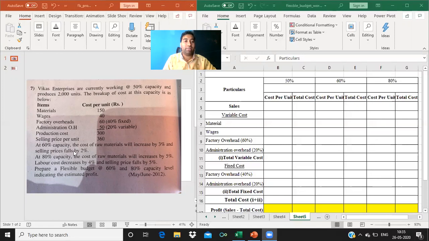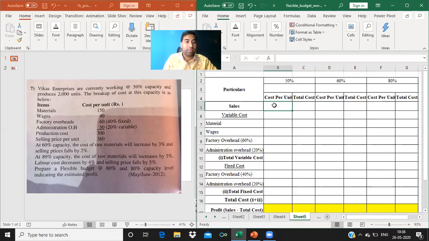At 60% capacity, the cost of raw materials will increase by 3% and selling price falls by 2%. At 80% capacity, the cost of raw materials will increase by 5%, labor cost decreases by 4%, and selling price falls by 5%. Prepare a flexible budget at 60% and 80% level, indicating the estimated profit. Let us start solving the problem.